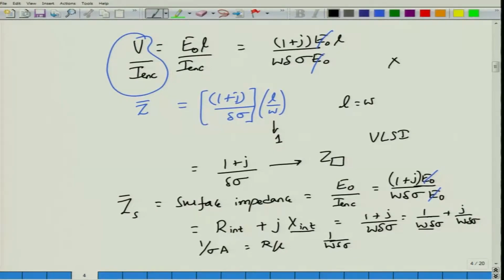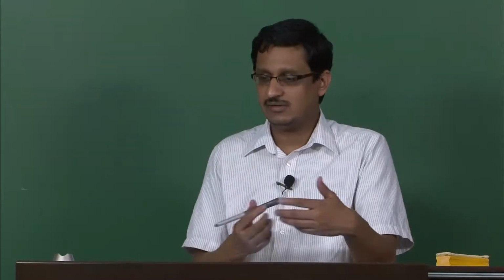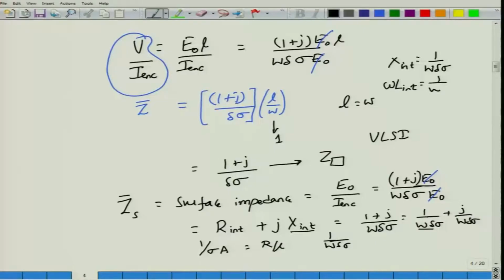So X int, let us write it over here. X int is equal to 1 by W delta sigma, again W into delta is the area, right. But X int can be written as omega into L int, where L is the inductance. It is not actually an inductance that is there, but it is kind of an inductive reactance. So this inductive reactance has a certain inductance associated with it, and that equivalent inductance L int will be given by 1 by W into delta, which is the area, sigma omega. So this is the inductive component.